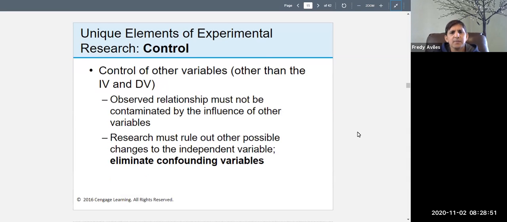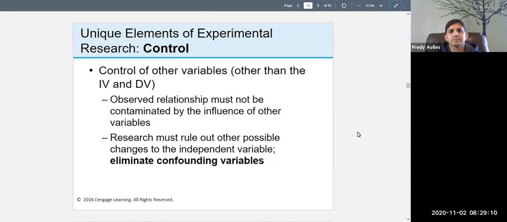Unique elements of an experiment. Okay, so control. You need control of other variables, right? Other than the independent and dependent variable. So yeah, you're going to manipulate the independent variable. You're going to measure the dependent variable, but you need to control other variables. This is like the third time I mentioned this. I'm being redundant here.